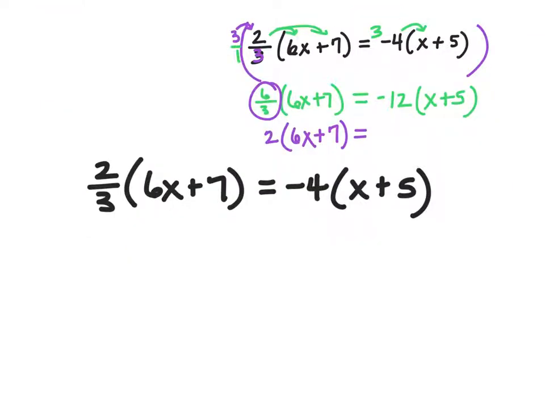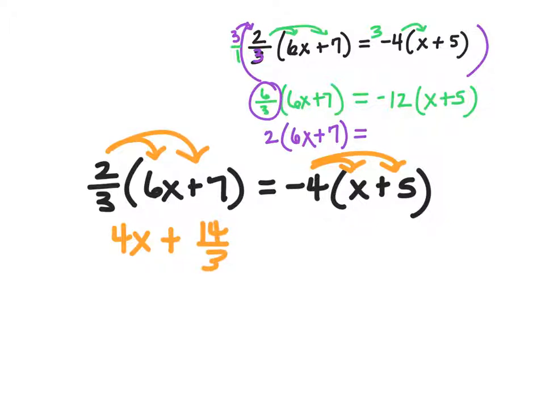All right, now you could do this problem one other way. You could actually distribute first. So I could multiply this out, just keep the fraction. So 2/3 times 6 ends up being 4x, plus 2/3 times 7, that ends up being 14/3. Okay, and then equals on the other side, I'll distribute, I get negative 4x and minus 20.